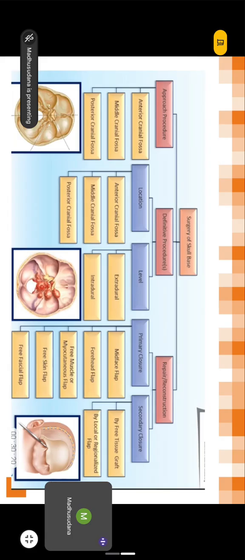Okay, so primary closure is at the time of the procedure only, in the same episode of care. And secondary closure is the next day or any other day after the surgery. That is secondary closure. Okay, so repair and reconstruction, how he's performing, that we have to report separately. And the definitive procedure, what he has done, that we have to report separately. And where he is approaching, that we have to report separately. Total 3 codes will come.